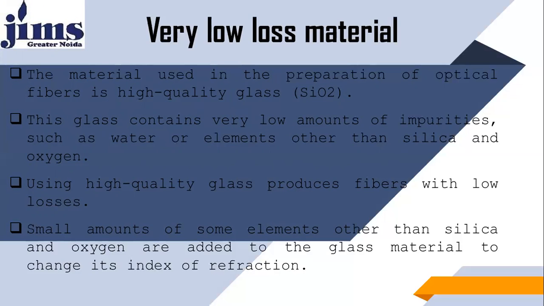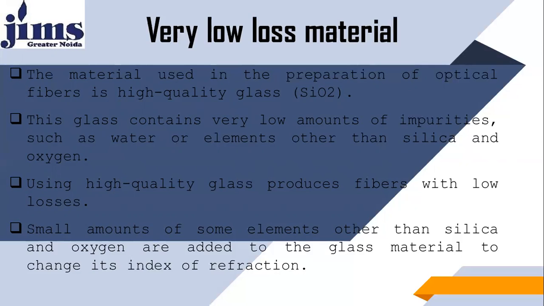And in the previous lecture, we saw that OH ions are responsible for external impurities, right? That's why a very low amount of water is there in silicon-based glass. Using high quality glass produces fiber with low losses. This is also true. If you use high quality glass, then the losses are very low. A small amount of some elements other than silica and oxygen are added to the glass material to change its index of refraction.